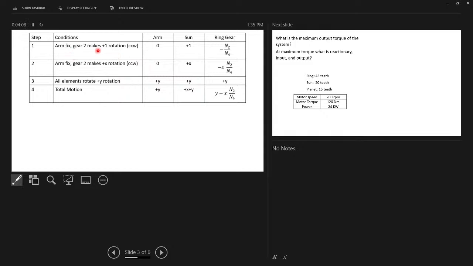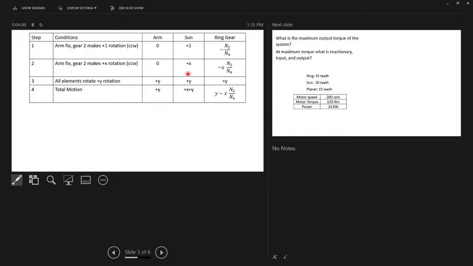Gear 2, which is the sun, goes 1 unit rotation counterclockwise, and here are the calculations. The arm is fixed. You're going 1, so we could say RPM, and the ring gear is operating based on that ratio, going in the opposite direction, because the arm and the planet are basically just an idler gear. So the input, which is N2, the sun, and the teeth on N4, the ring, would be the ratio between the two.